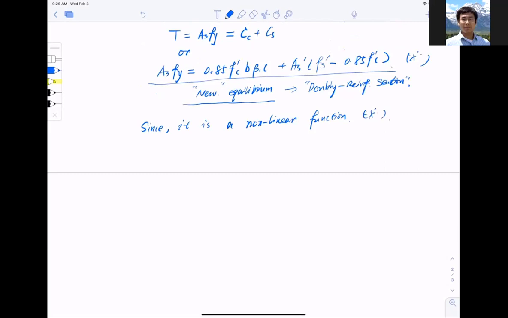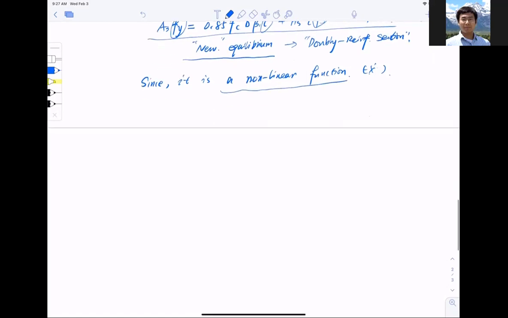Why do I call it nonlinear? Think about it. I don't know the f'c unless I know c, which is the actual compressive zone. And I have a c here as well. So essentially, I will end up with a second order equation in c, because my strain in the steel also depends on the actual compressive zone. So it's very challenging to solve by hand. Well, you can use a calculator or Excel sheet, but that's complicated. So we have to come up with a simplified procedure.